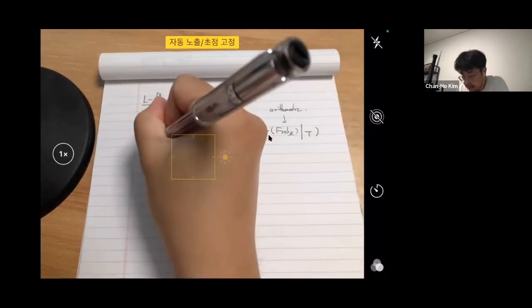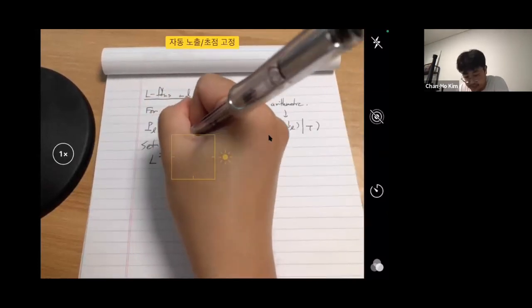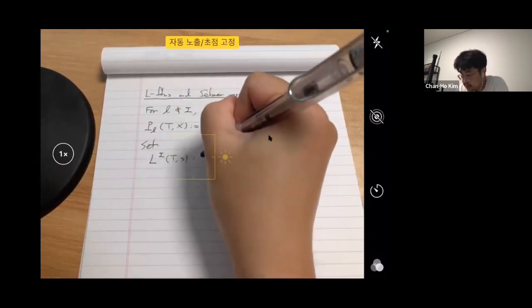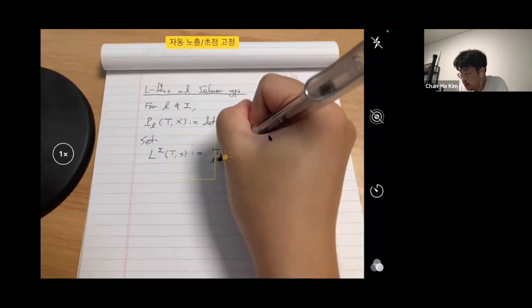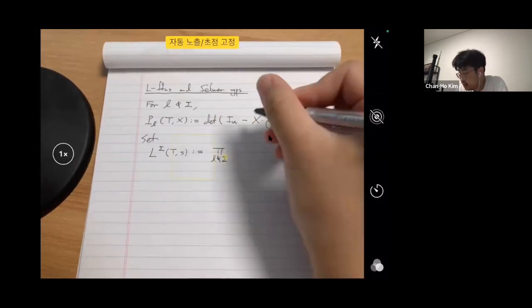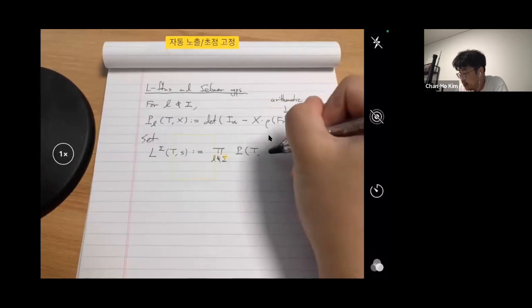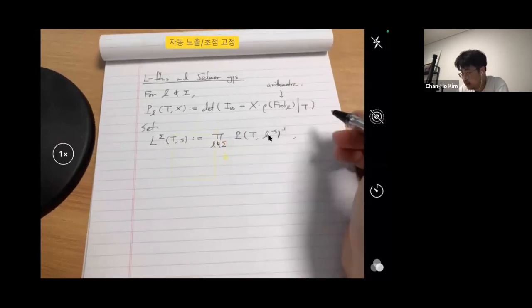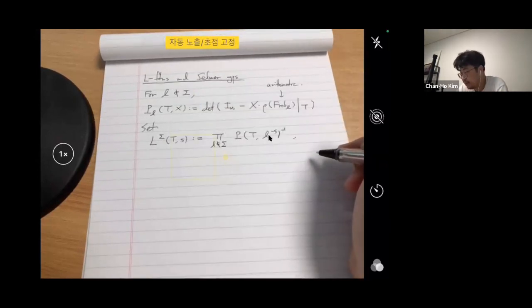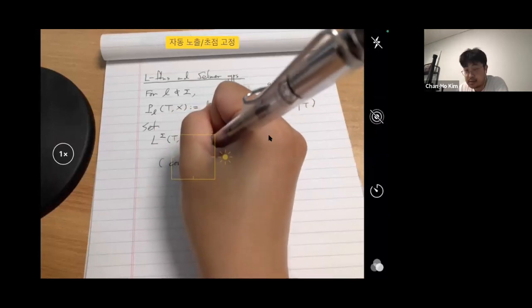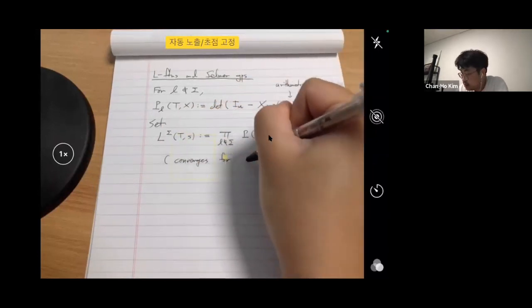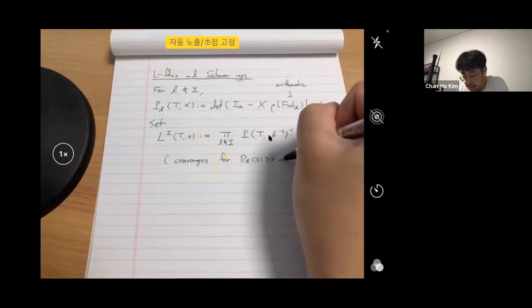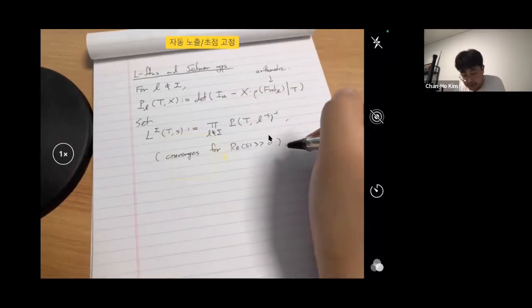And set the sigma-imprimitive L function to be the product over all primes not in sigma of P_L(T) evaluated at L to the minus S, and taking the inverse. And we expect this converges for S whose real part is very large. This is how we define the L functions.